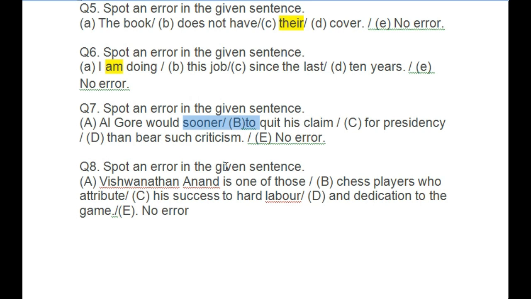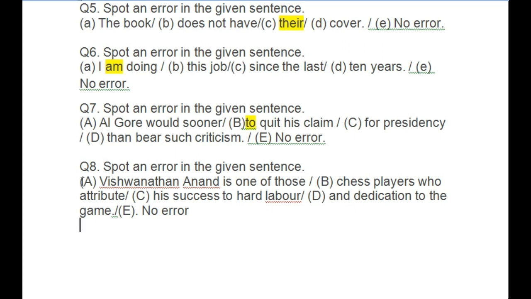Sooner is never followed by "to." Please understand, sooner is always followed by "than." So the error we have here is "to." There are two thans in English, THEN and THAN. I'm sure you know the difference between these two. So "Al Gore would sooner quit his claim than bear such criticism," because it is comparing two things. It is not the time frame, correct?